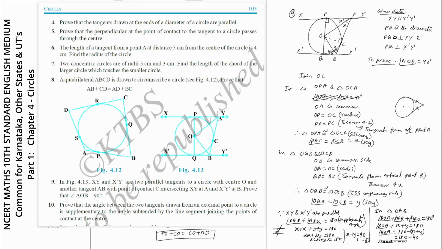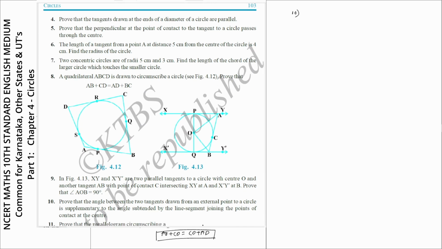So this is what I was supposed to prove: the angle at point O is 90 degrees. You may not be able to see it at the end, but you can understand. The last but one step itself says it. Angle BOA is equal to 90 degrees. That completes the proof.